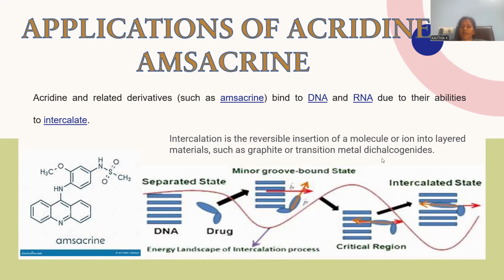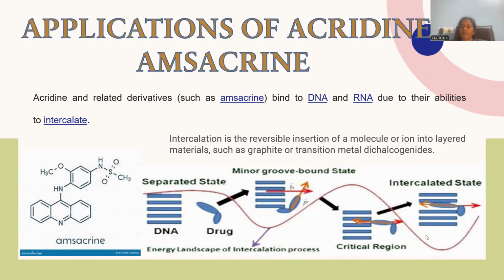Examples are graphite or transition metal dichalcogenides. Whatever materials are arranged in a particular manner, acridine has the ability to insert and fix inside. DNA strands are available in a layered structure. Now amsacrine, the drug, has the tendency to insert inside. This is how intercalation is possible. Whenever intercalation occurs, the DNA activity is slowly diminished and it will be totally destroyed.